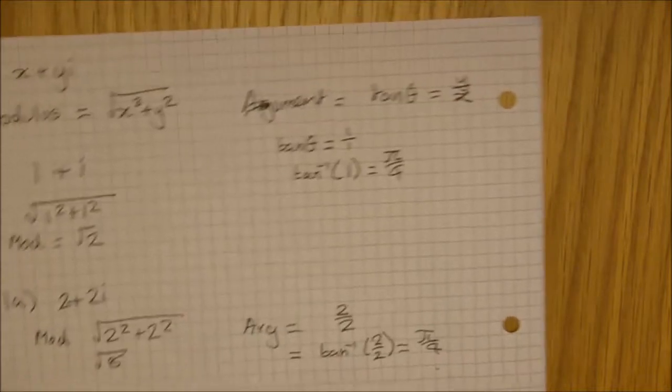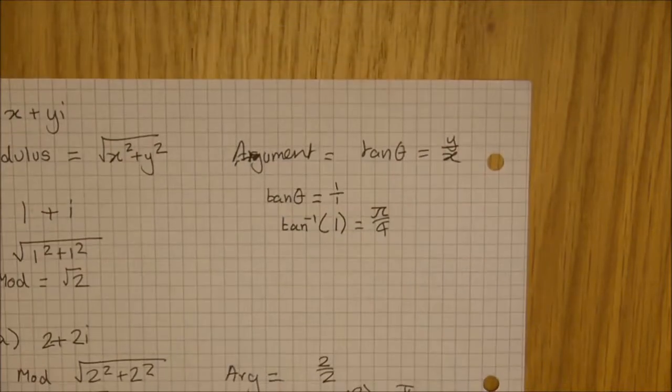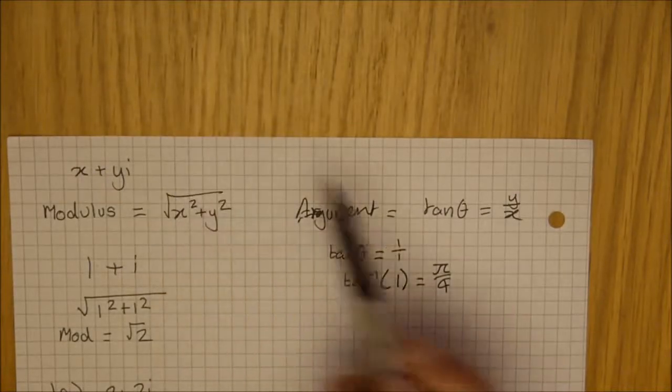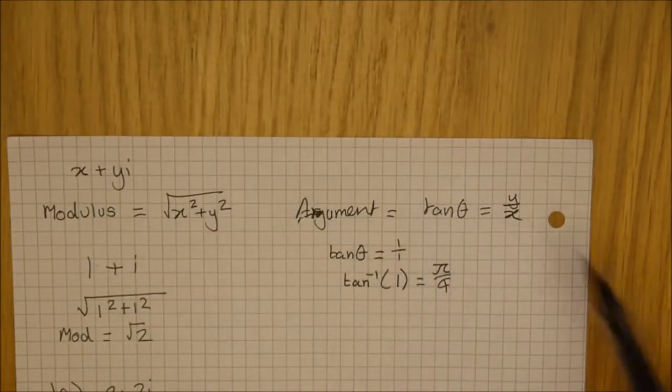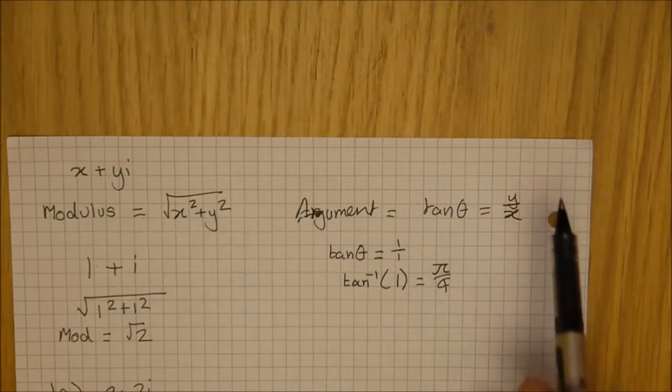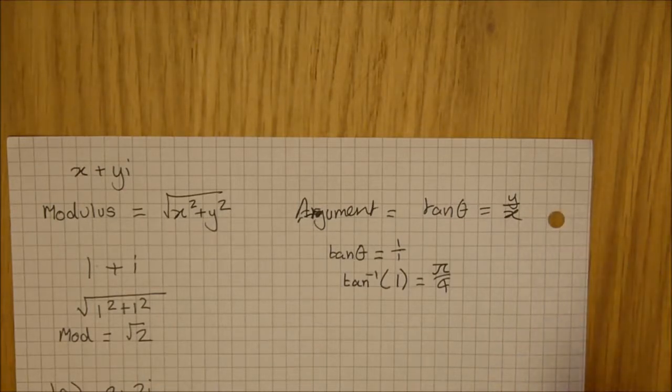Anyway, that is how to do modulus and arguments in a nutshell. Modulus is simply get your x and y terms, square them, square root the whole lot, and then argument is doing your complex term over your real term, and then tan to the minus 1 it, inverse tan it, and that should explain how to do modulus and arguments.